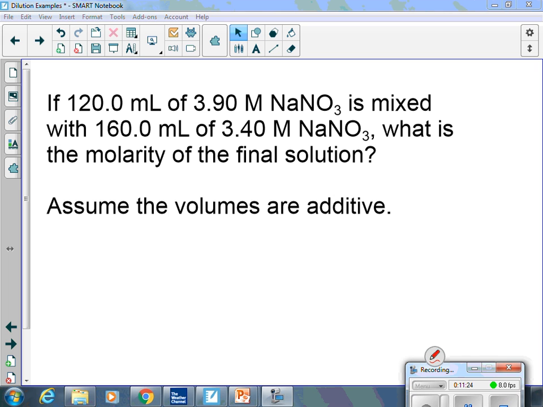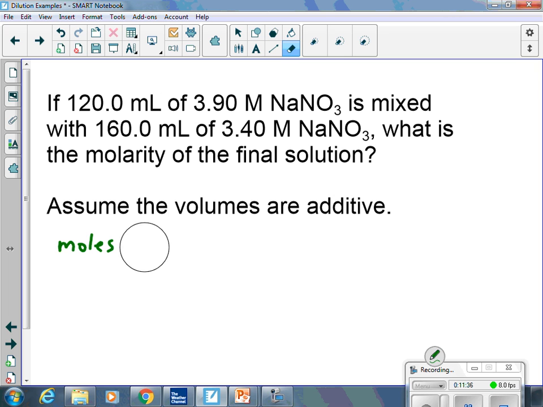I know that moles of solute is equal to molarity times liters, correct? Now with this one, I'm going to convert my volume back to liters.